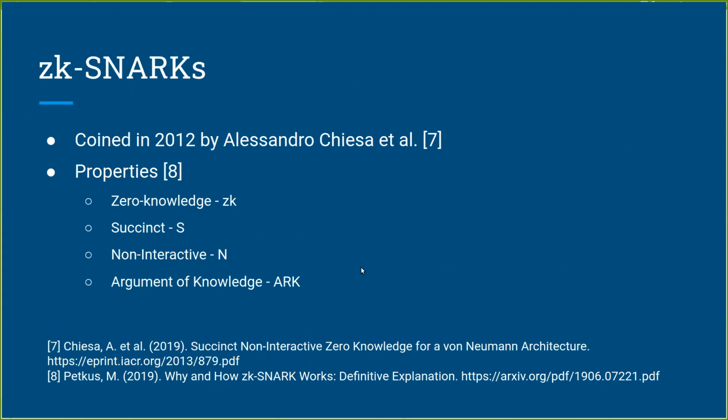ZK-SNARK is a ZKP protocol coined in 2012 by Alessandro Chiesa and others. It gets its name from the unique characteristics it has. ZK-SNARK stands for and exhibits these properties: zero knowledge, succinct, non-interactive, and argument of knowledge. Zero knowledge, Audrey has explained previously. Succinct suggests that the size of the proof created using this protocol is very small and is able to be verified in a few milliseconds. Argument of knowledge denotes a system that is secure and computationally sound only for provers that have limited computational resources. This means that provers with enough computational power can convince a verifier of a wrong statement.